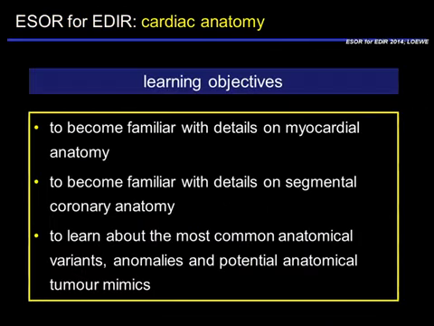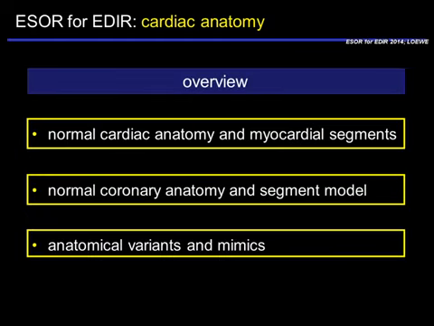My presentation will include the following three learning objectives: to become familiar with details on myocardial anatomy, to become familiar with details on segmental coronary anatomy, and to learn about the most common anatomical variants, anomalies, and potential anatomical tumor mimics. To meet these learning objectives, I organized my presentation into three main parts, including the normal cardiac anatomy and myocardial segments, the normal coronary anatomy and segment model, and the anatomical variants and tumor mimics.